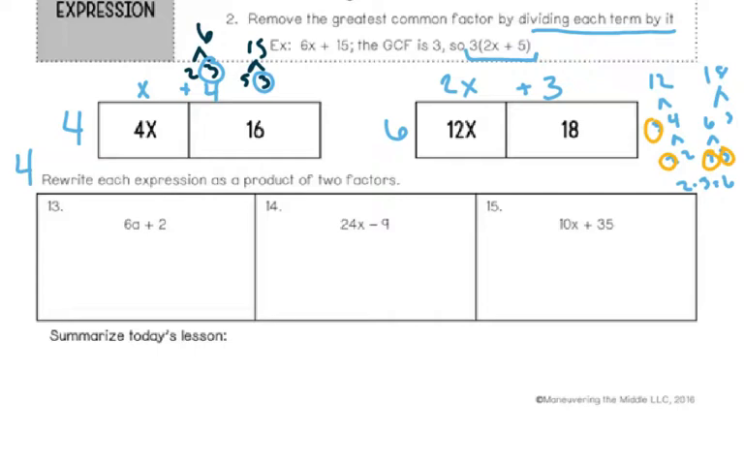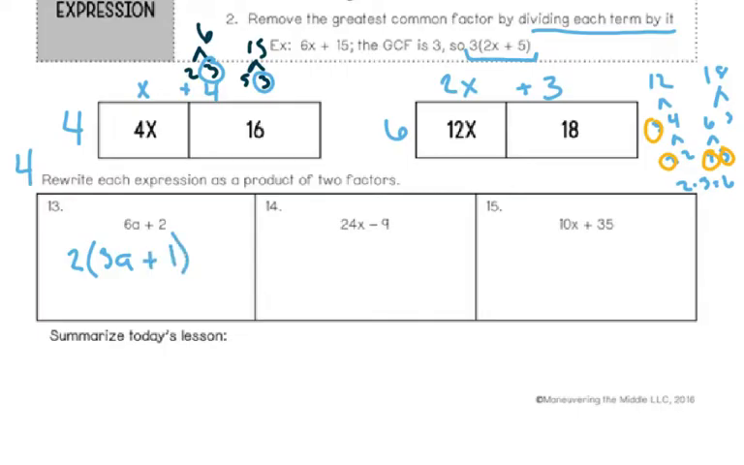Now I can divide each of those terms by 6, so my GCF being 6 on the outside, 12x divided by 6 is 2x, and 18 divided by 6 is 3. We'll go ahead and look at number 13 together. It says to rewrite each expression as a product of 2 factors. So I'm going to look at the 6 and the 2. I can see that my greatest common factor here is going to be 2. Then I can take each of those terms and divide it by 2. 6a divided by 2 would be 3a. 6 divided by 2 is 3, and we've got to keep that variable. Next, I can do 2 divided by 2, which is 1. Since it's a positive, I'm just going to add a plus there.